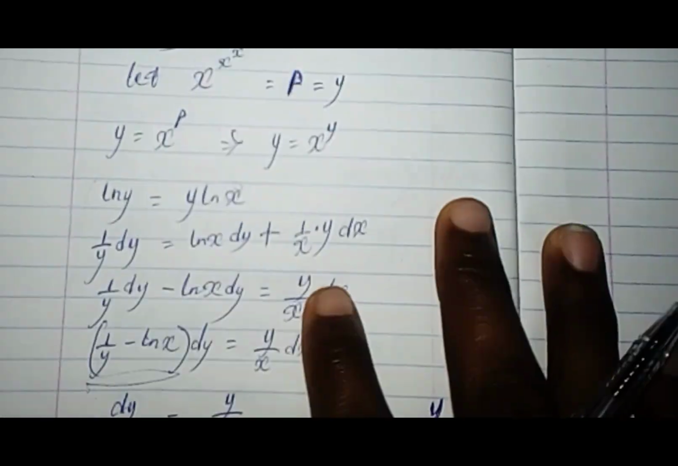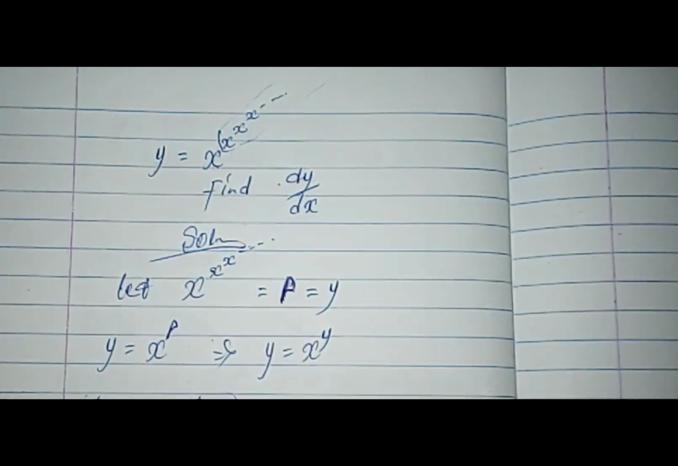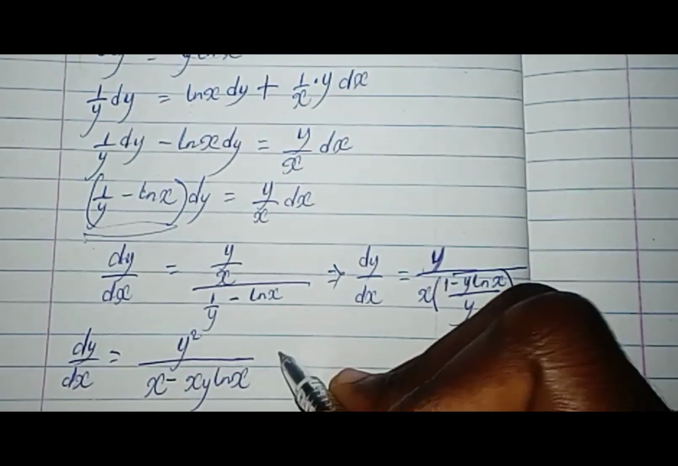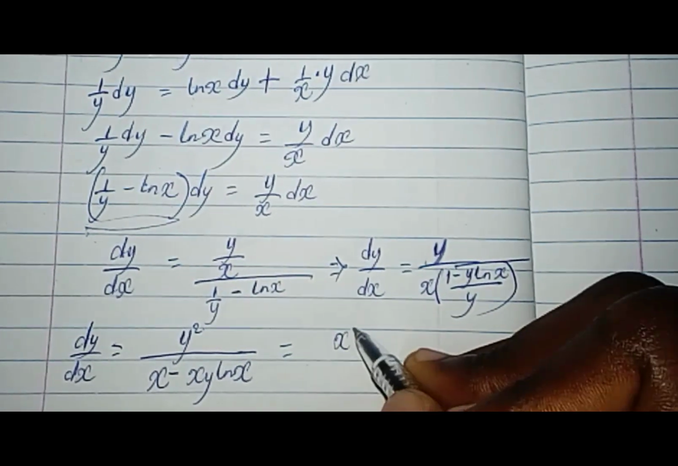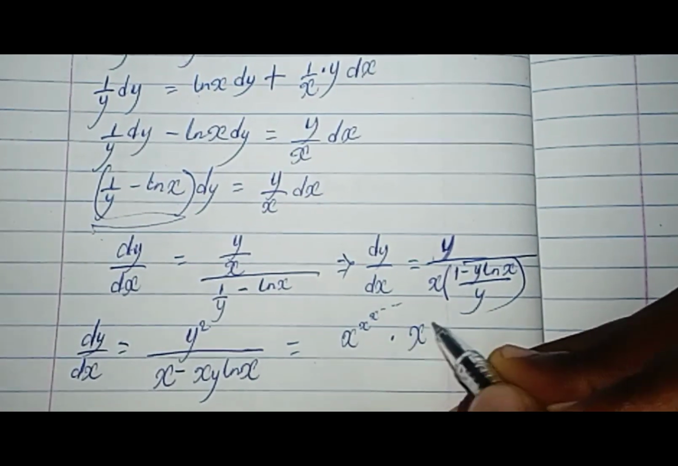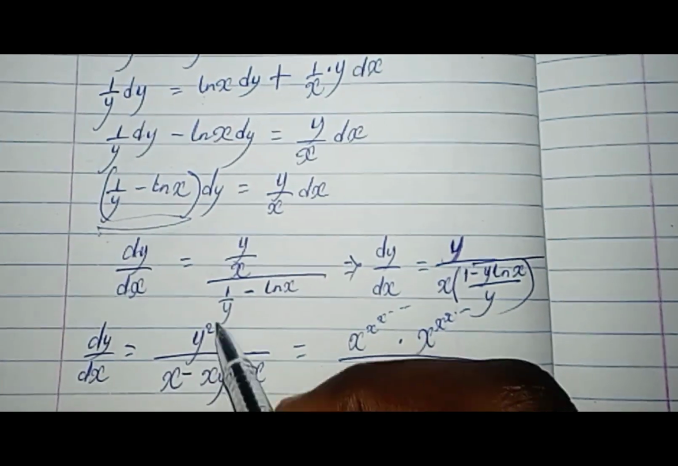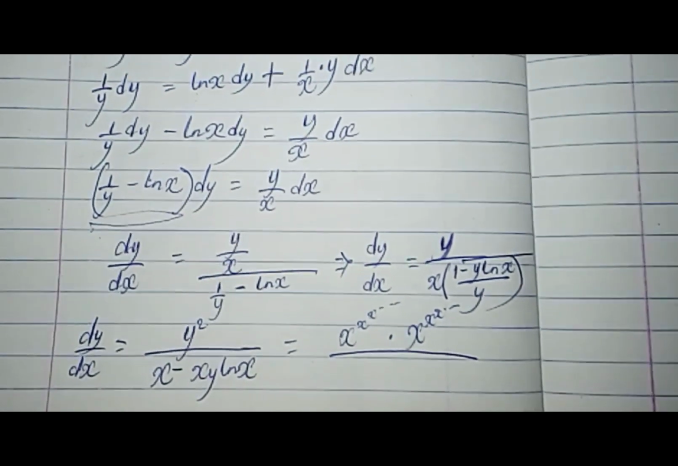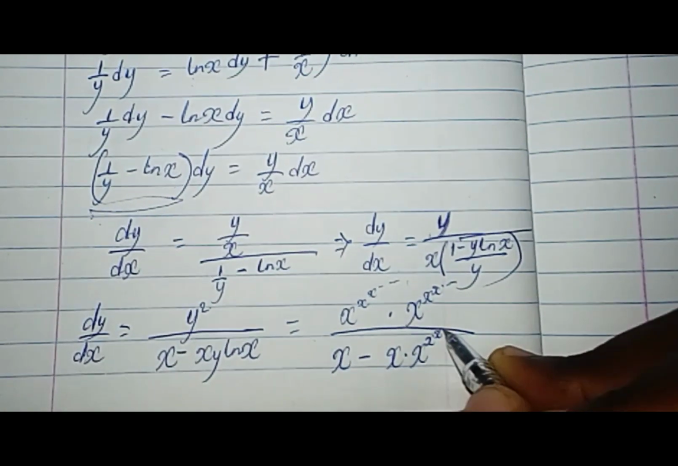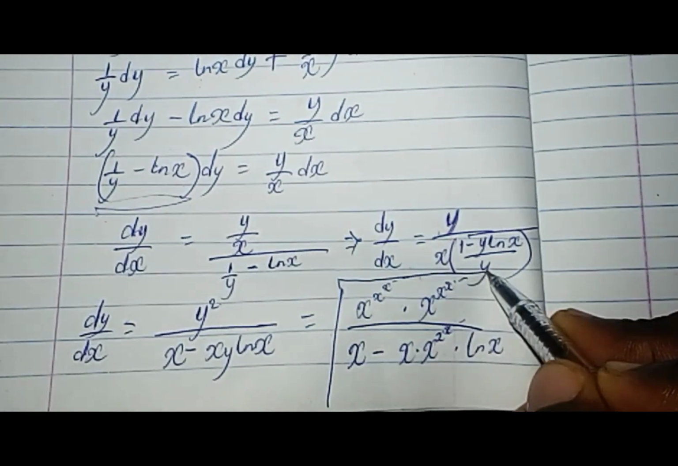But remember, our y was x to the x to the x to the x and so on to infinity. So we can actually replace it here, and we'll say this is equal to x to the x to the x and so on, multiplied by x to the x to the x. That is the y squared. y times y is y squared. This is the answer to the question.